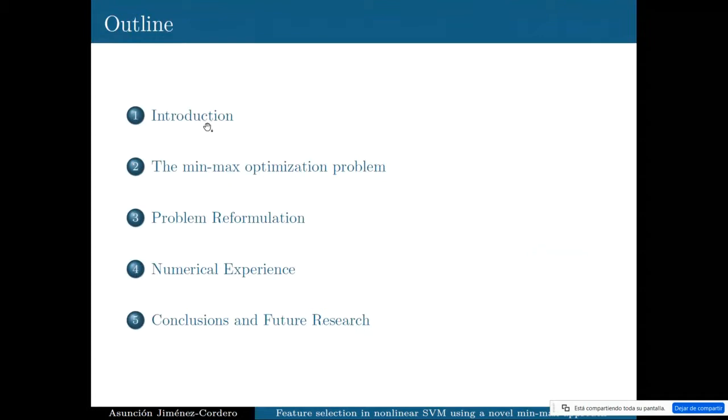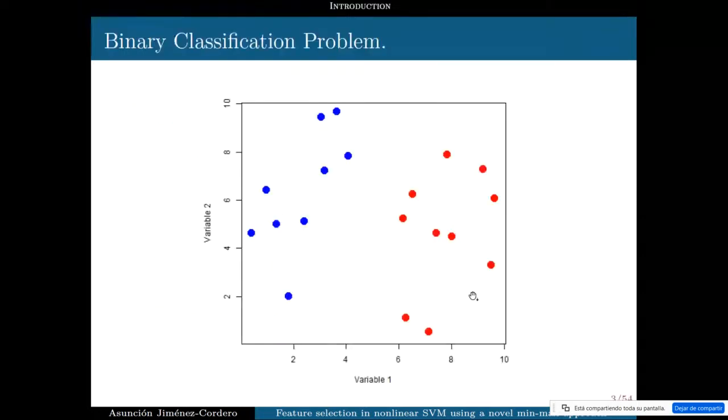Okay, so this is the outline of the presentation. I guess most of the attendees know what SVM is, binary classification and all these things, but I want to give you a brief introduction of this. Then I want to formulate the approach, our proposal, which is based on a min-max optimization problem. Then I will explain how we reformulate the problem to solve it. And then in the last two sections, I will tell you about the numerical experience and conclusions and future research.